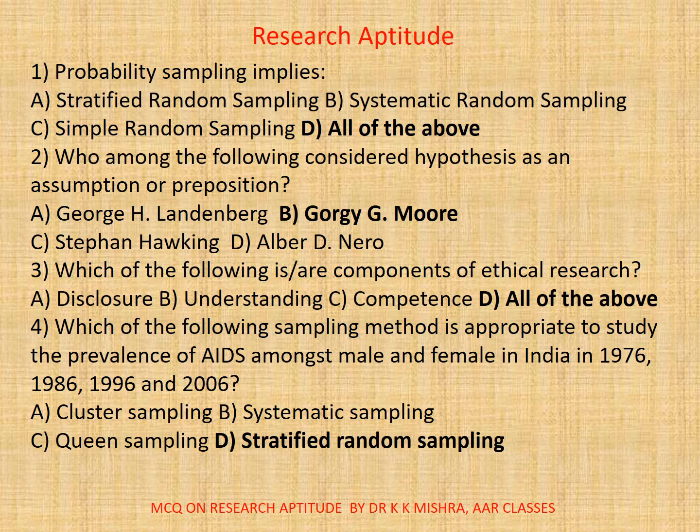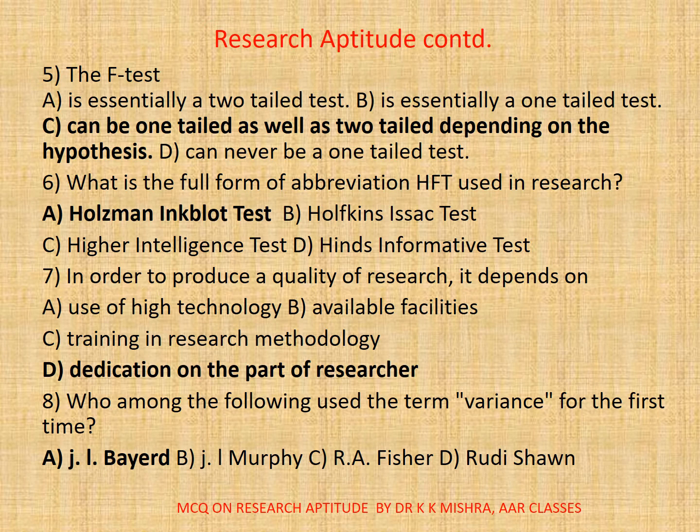Here correct option is D. Stratified random sampling. 5. The F test: A. is essentially a two-tailed test, B. is essentially a one-tailed test, C. can be one-tailed as well as two-tailed depending on the hypothesis, D. can never be a one-tailed test. Correct option is C.